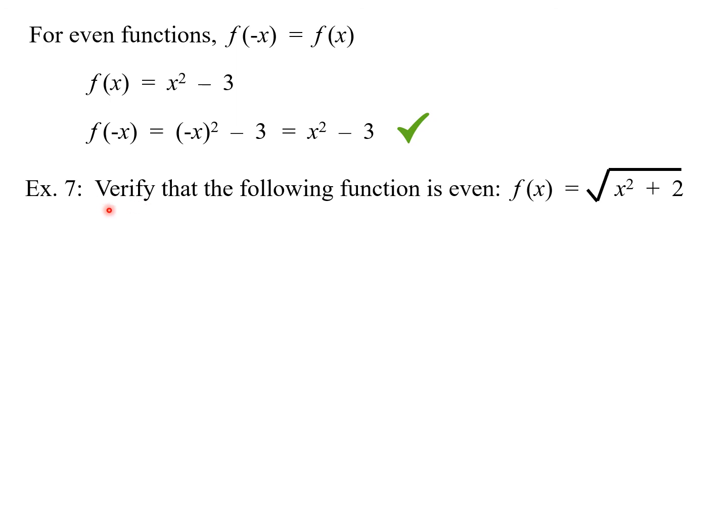I'd like you to pause and verify that this is an even function by finding f of negative x. Plug negative x into there. So pause and then come back.